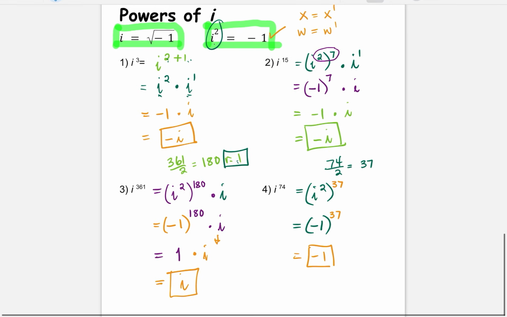Okay, we have solved the problems about powers of i.